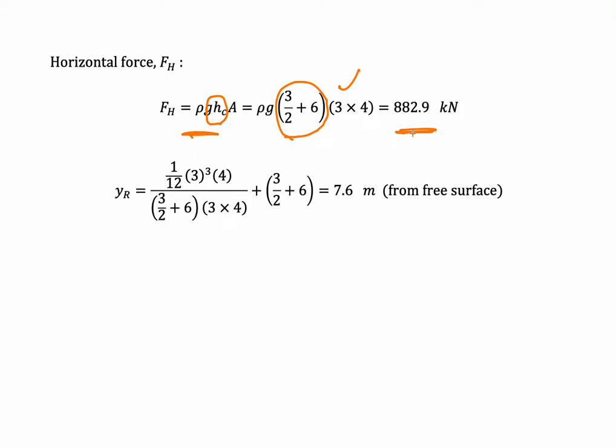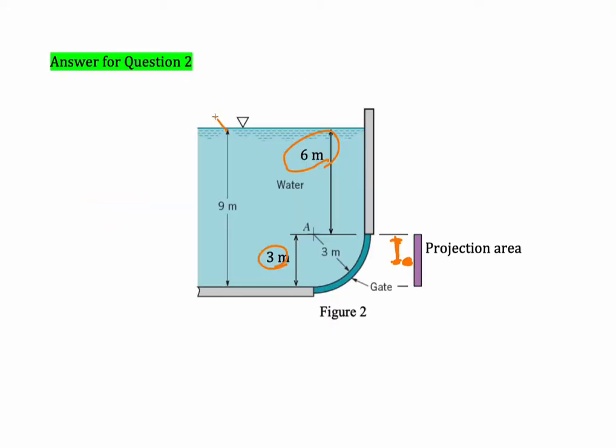To determine the y_R, this is the equation. So we have 7.6 meters from the free surface. Please bear in mind the y_R here is the distance from the free surface point here to the resultant horizontal force. So please bear in mind that the y_R needs to start at the free surface.